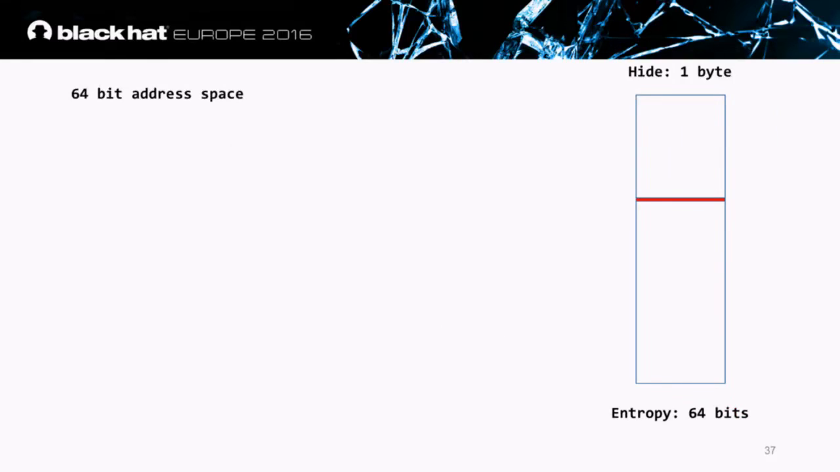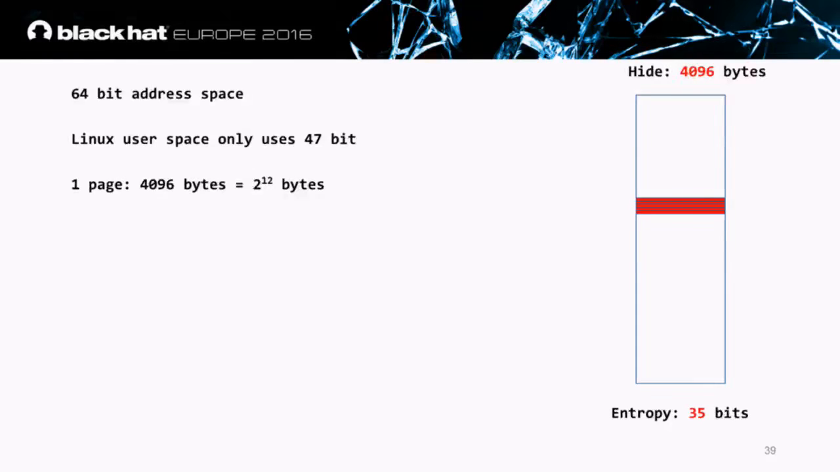Okay, so let's now look at the 64-bit address space. If we try to hide 1 byte, the entropy of this 1 byte is just 64 bits. With Linux, in the user space, it uses 47 bits for the addresses, so entropy reduces a bit. So it's 47 bits if we try to hide that 1 byte in the Linux address space.